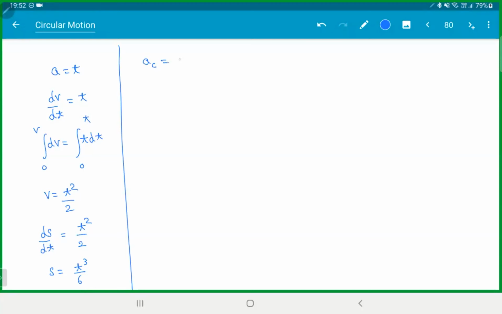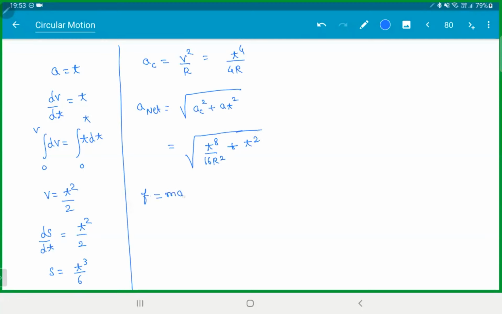A centripetal, v square by r. v is t square by 2. So t power 4 by 4r. A net will be root over a centripetal square plus a tangential square. So that would be t power 8 by 16 r square plus a will be again t square. Friction will be mass into a net.